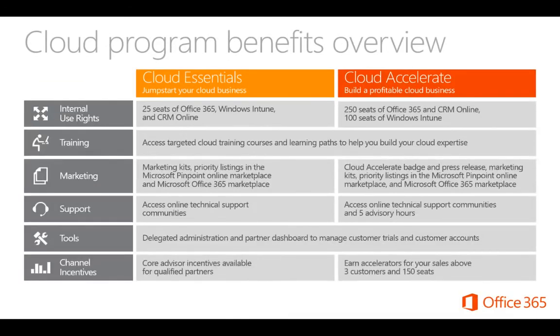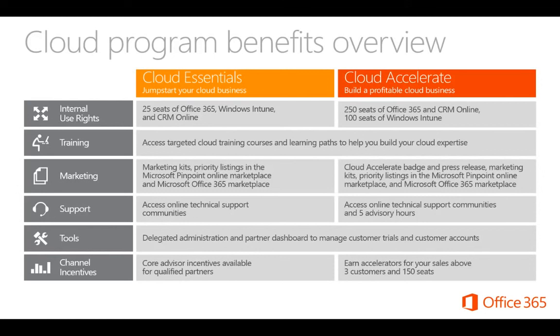So here's that popular table. As a Cloud Essentials user, you get 25 seats of Office 365. If you're in Cloud Accelerate, you actually get 250 seats of both Office 365 and CRM Online, and 100 seats of Windows Intune so that you can manage your actual Windows PCs and your phones and your iOS devices out there. There's training available for both types of partners up on the Partner Learning Center.